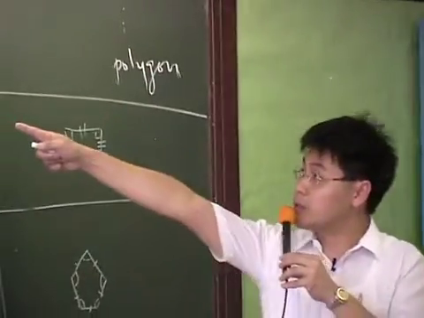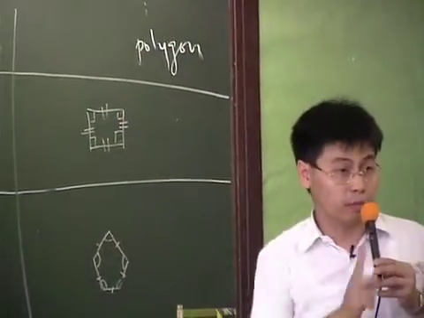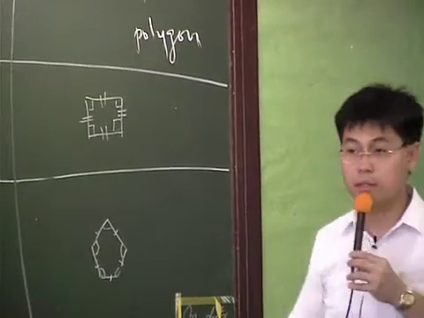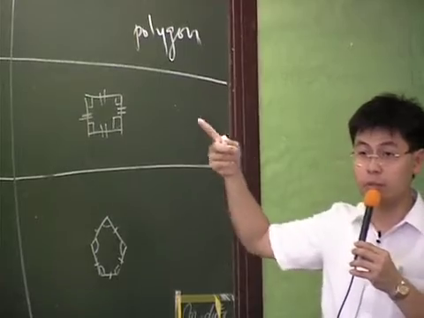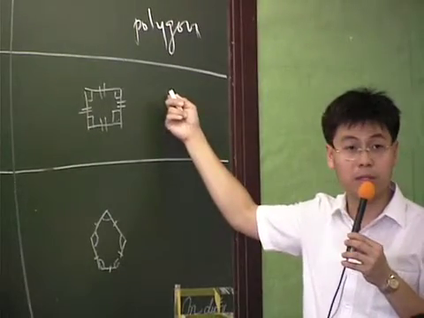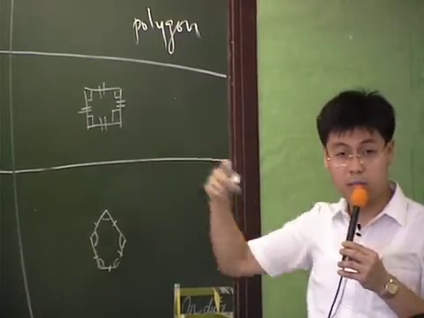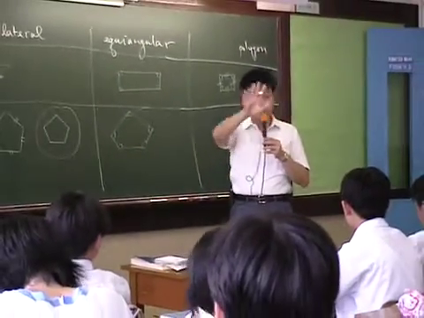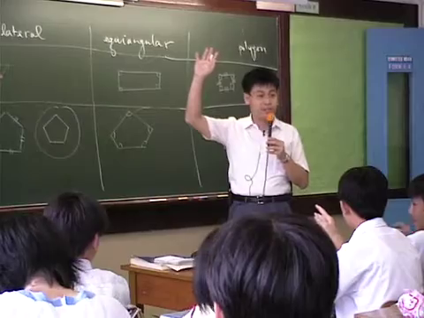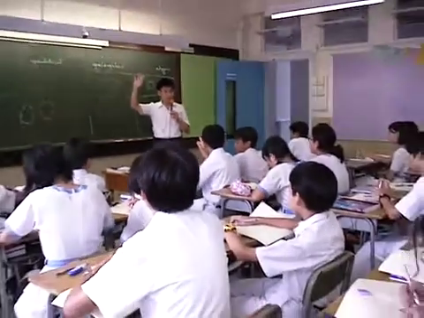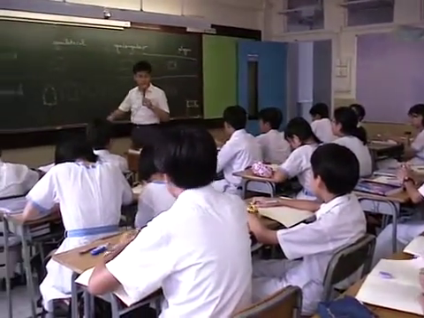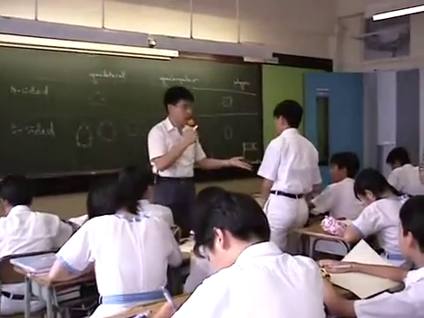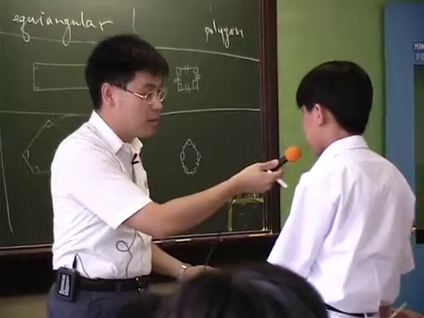You have learned this word before in Form 1. Do you still remember? How do we call such a kind of polygon? Put up your hand, let me know. Only one. You have learned it in Form 1. Yes. How do we call such a type of polygon? Regular polygon. Okay, do you still remember the spelling?